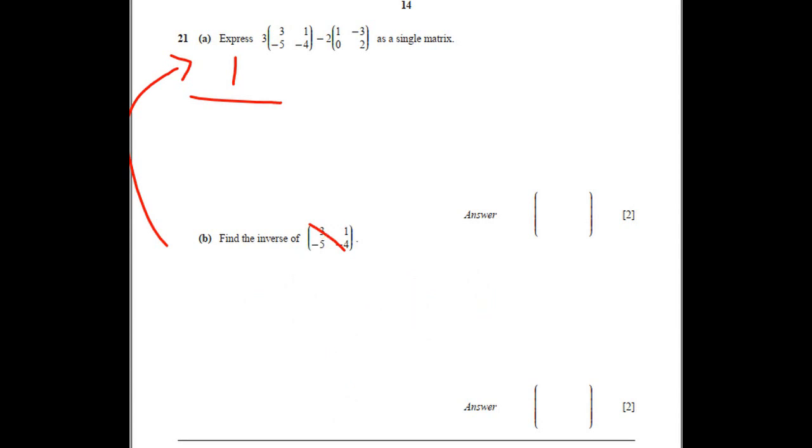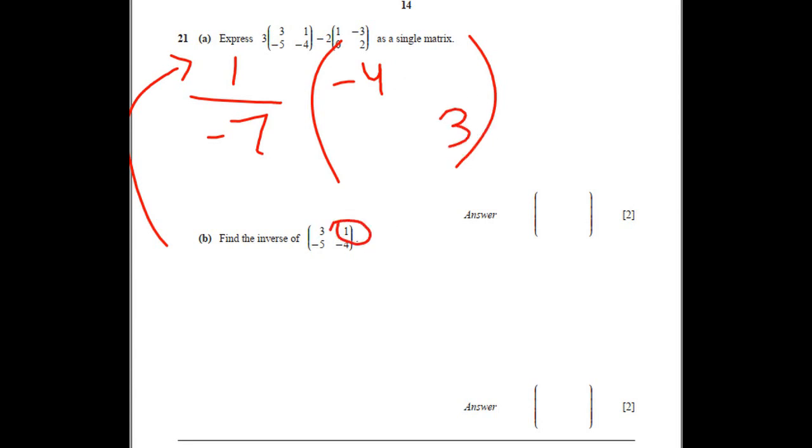So you write 1 over determinant, that means 1 over minus 7. Next you write the matrix again, but with a few changes. These two values will flip, so -4 and 3 will change positions, and this number will change its sign, and this number will also change its sign. So this is the final answer for inverse of this matrix.